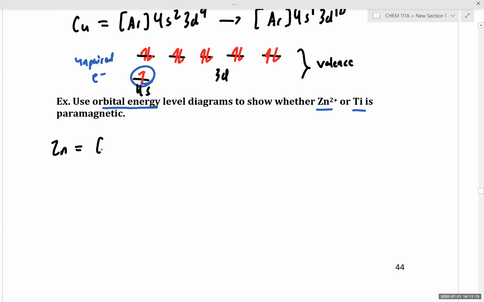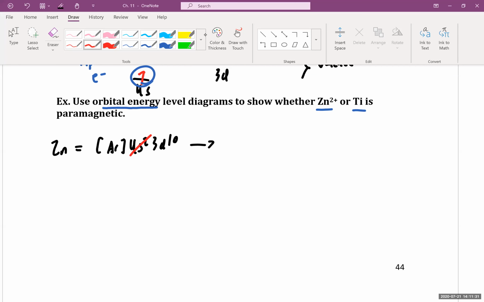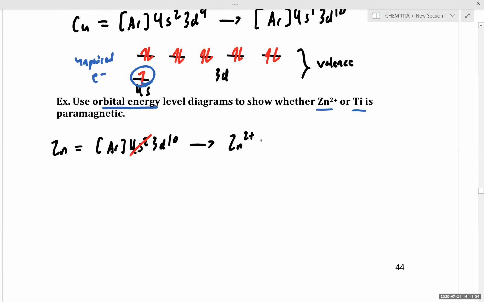So zinc has a configuration of argon 4s2 3d10. Zinc, when it loses electrons to form zinc 2+, will lose its s electrons first. Zinc 2+ will have the configuration of argon 3d10. We'll draw out the diagrams in a moment. Let's look next at titanium. Titanium has the configuration of argon 4s2 3d2.